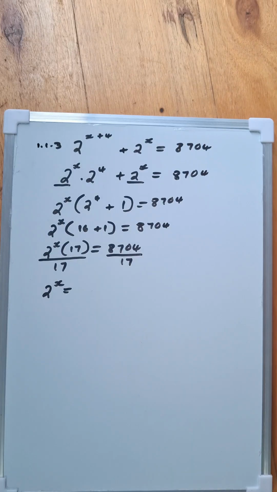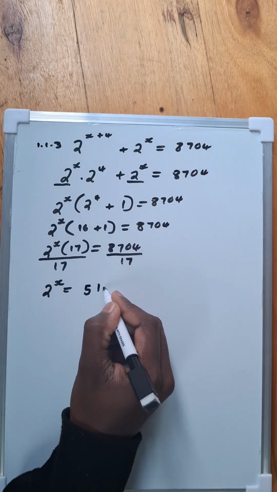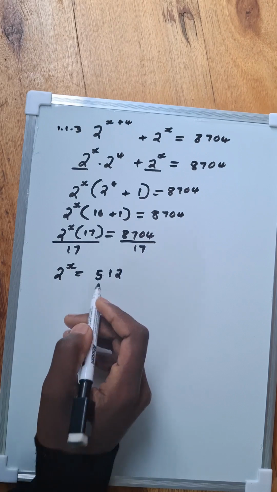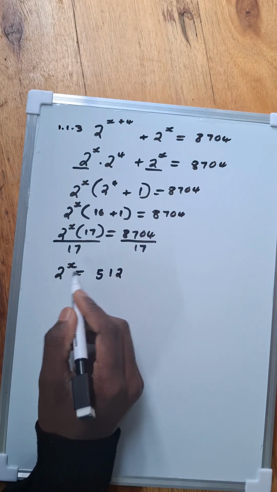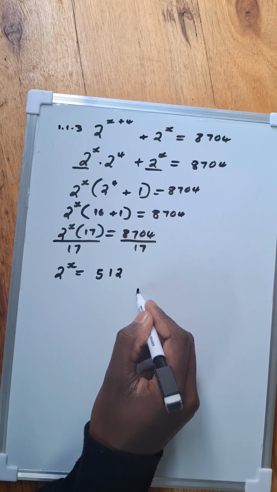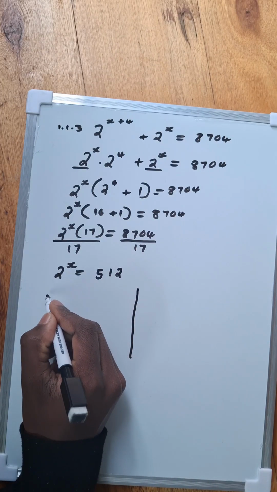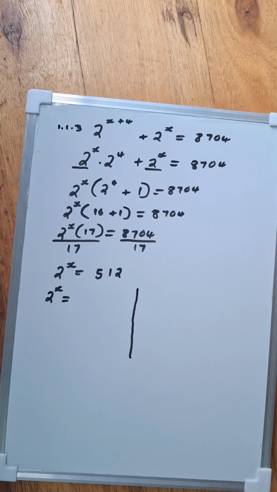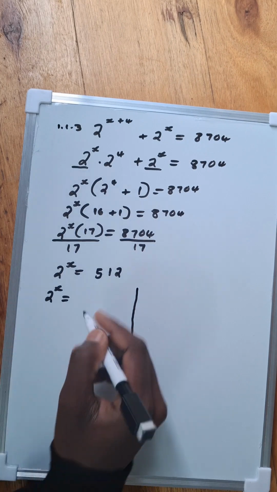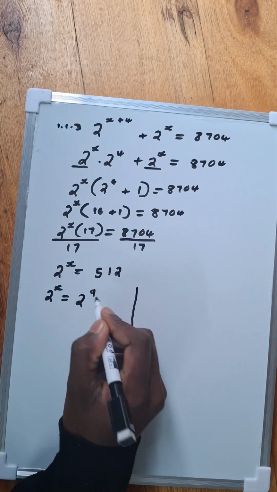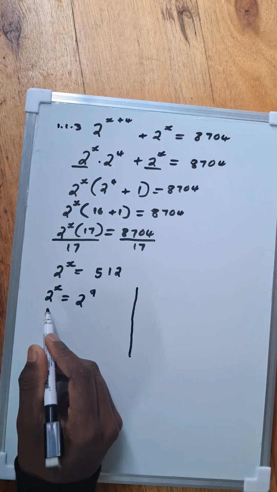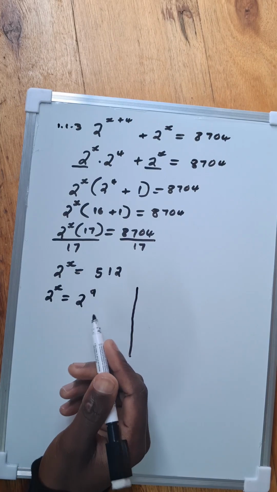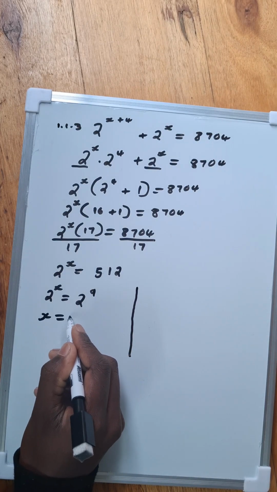So 2^x will be equal to 8,704 divided by 17. So you will get 512. Since 512 is equal to 2 to the power x, you have two ways to solve this. Either you transpose this, or you write 512 in terms of base 2 and exponent. So 512 can be written as 2 to the power 9, and the laws of exponents says when our bases are the same, we equate the exponents. So x is equal to 9.